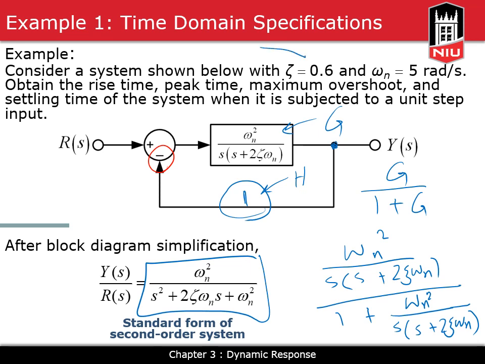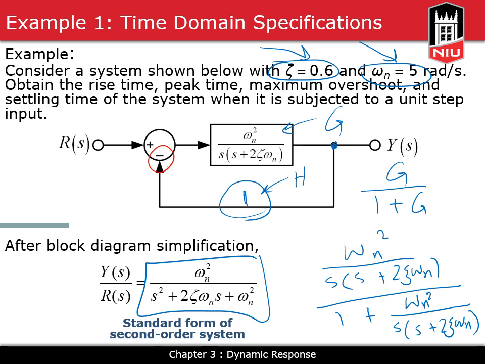In this example, the actual values for zeta and omega n are given. Zeta is 0.6, omega n is 5. What we want to do in this problem is to find the rise time, peak time, maximum overshoot, and settling time of the step response if this is our system with those values of zeta and omega n. You're going to see that it's very, very simple.